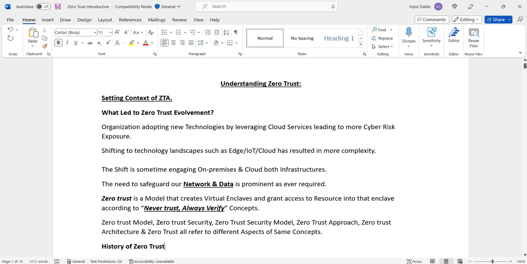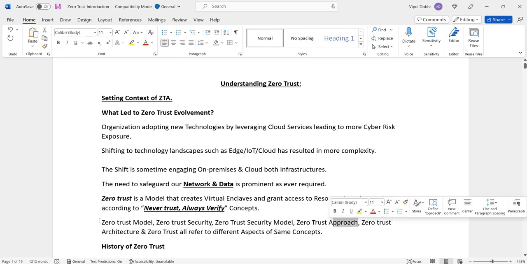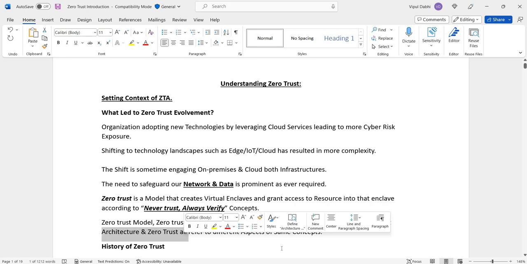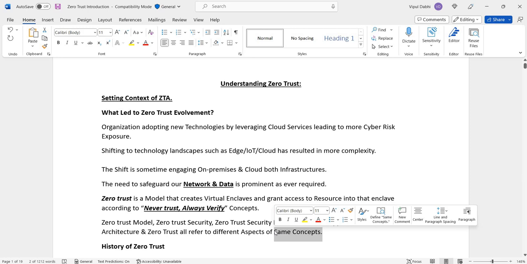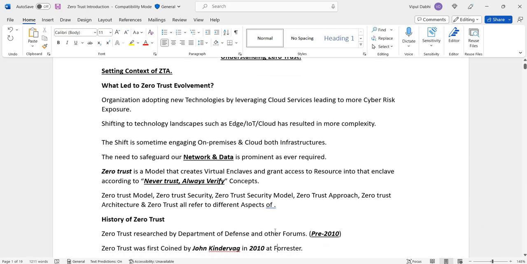Now, zero trust model, zero trust security model, zero trust approach, zero trust architecture, and zero trust all refer to different aspects of the same concept. Basically, zero trust is the same concept, but we are using different terminologies to identify it in different contexts, right? So let's try to understand what is the history of zero trust.